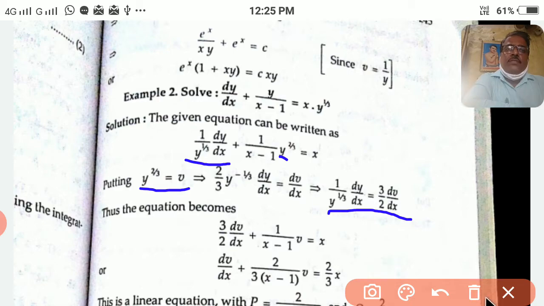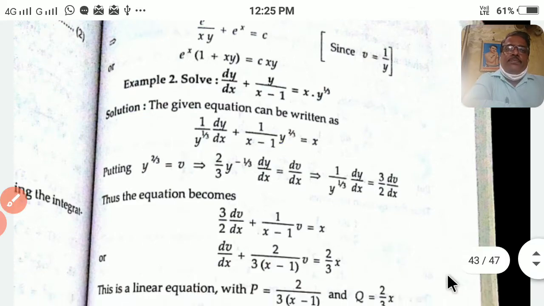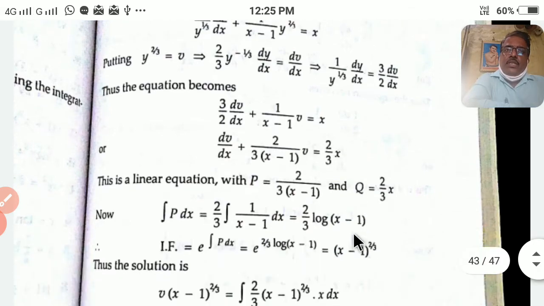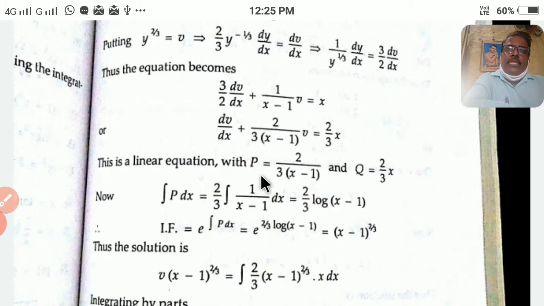Now we want only dv/dx, so divide throughout by 3/2. So 3/2 gets cancelled: dv/dx +, when you divide by 3/2, it takes the reverse, 2/3 divided by (x-1) times v, equals 2/3 x. Now you again find p: the value is 2/3 1/(x-1), and q is 2/3 x.